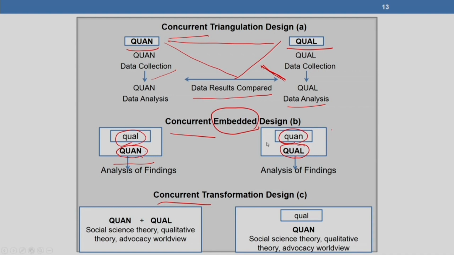And since they are being carried out at the same time, if it is being carried out by a single researcher, then obviously it is very time consuming and it requires robust strategies. However, these kinds of studies may be carried out by separate teams, a certain team carrying out this and another team carrying out this, and then the analysis of findings being compared from both of these.